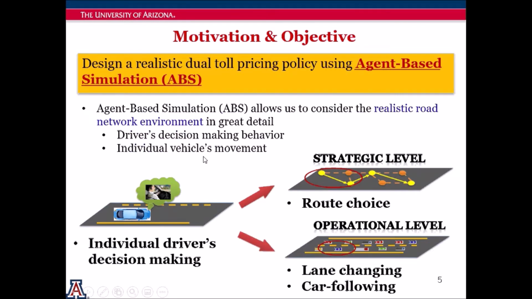So here is the structure of my simulation model. I have an individual driver decision-making process in my simulation. In other words, it has AI while it drives, and it can make several decisions, such as route choice from the origin to destination, and operation-level decisions like lane changing and car following. So it can choose the route and then actually drive the car.